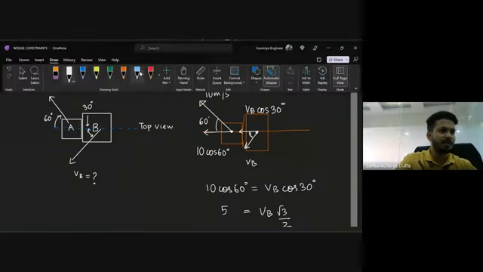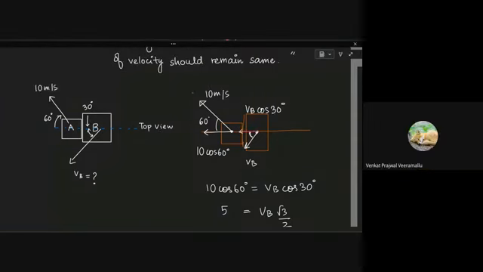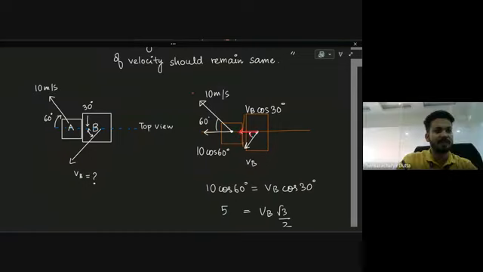No, VB has 2 components. You're saying 10 cos 60 should be VB sin 30, right? Not cos 30. No, see, this angle right here is 30 degrees. So towards theta is cos 30. Away from theta in this direction would be VB sin 30. But we don't need sin 30 because it's the perpendicular component. It's not going to be useful. Only the component of velocity along the common normal is going to put a constraint on the motion, not the perpendicular one. Does that clear your doubt?